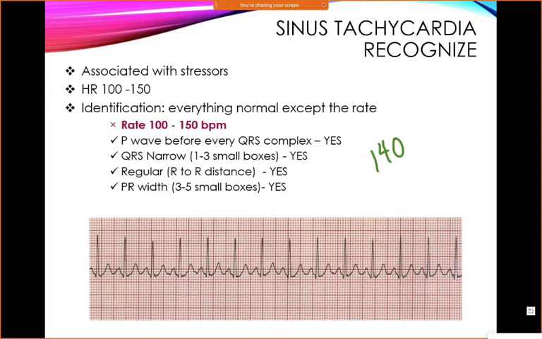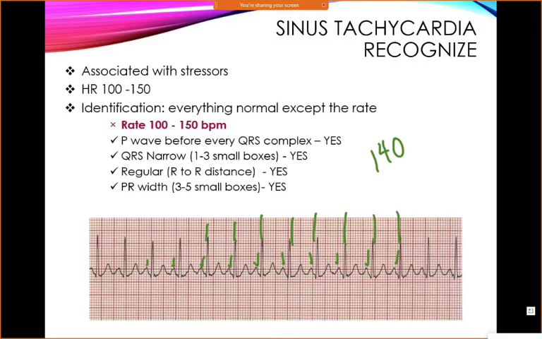There's a P before every QRS. Yep. People ask what's the difference between a P and a T. Well, hopefully there's just two of them. One's P, one's T. And yeah, so we're P before every QRS. Our QRS is narrow, normal. It's only one box wide, so we're good there. It's regular. These guys, there's no dropped QRSs. There's nothing wrong. We're all good, golden.